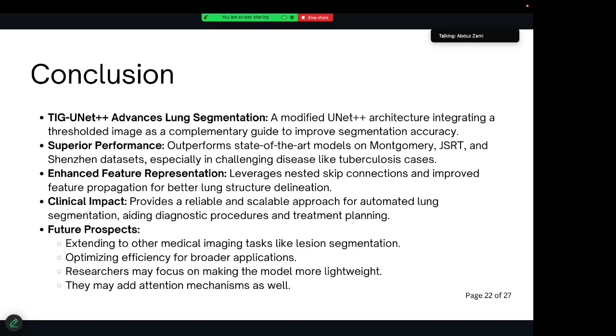So in conclusion, TIG-UNet++ advances lung segmentation, and it outperforms several state-of-the-art models on Montgomery, JSRT, and Shenzhen datasets. We propose future works to extend this methodology to other medical imaging tasks like lesion segmentation and optimize efficiency for broader applications. Researchers may focus on making the model more lightweight, or they may add attention mechanisms as well.